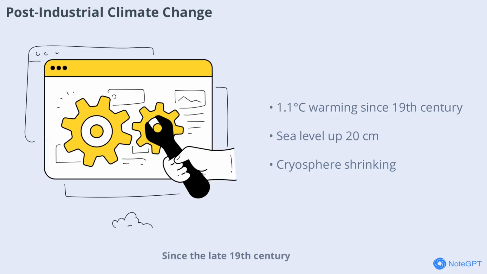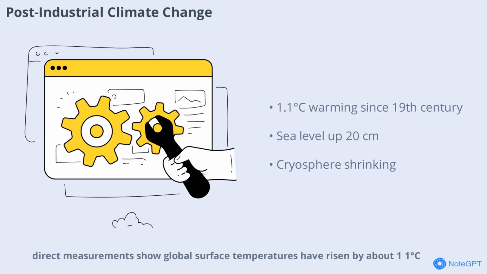Since the late 19th century, direct measurements show global surface temperatures have risen by about 1 degree C. Warming is global but uneven, with land and the Arctic warming fastest. Sea level has risen about 20 cm, mainly from ocean expansion and melting glaciers. The cryosphere is shrinking, with less Arctic sea ice, retreating glaciers, and thawing permafrost. These changes are unprecedented in the context of the last few thousand years.